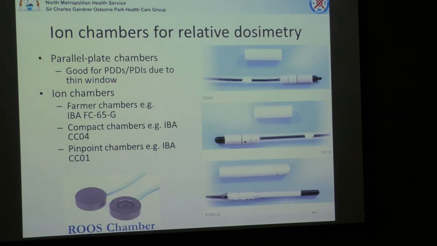Let's keep going. You can also use small ion chambers. This is one that you might encounter. This is what we've used for reference dosimetry, but you can see this one is a bit smaller and this is smaller still. The trade-off is less signal, more noise, but you'll get really good resolution. And parallel plate chambers, I mentioned before, are good for the PDDs, or PDIs technically, due to the thin window.